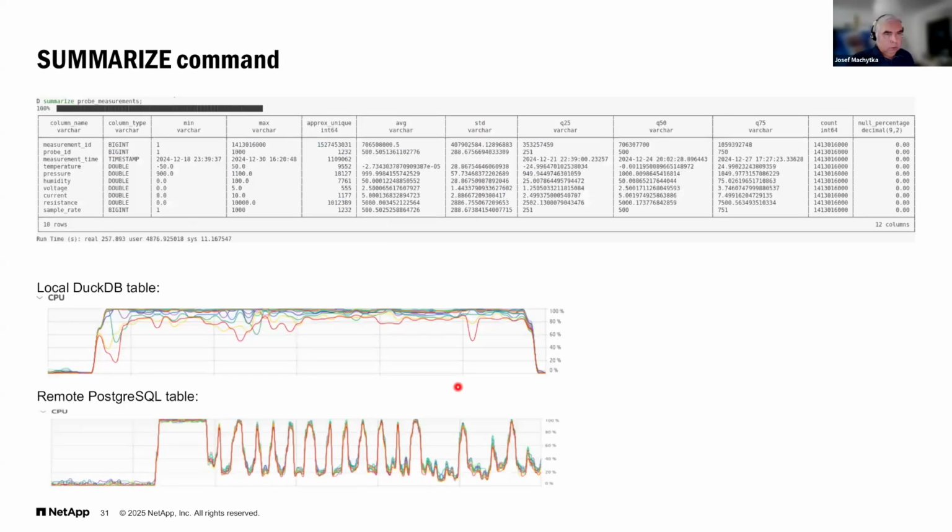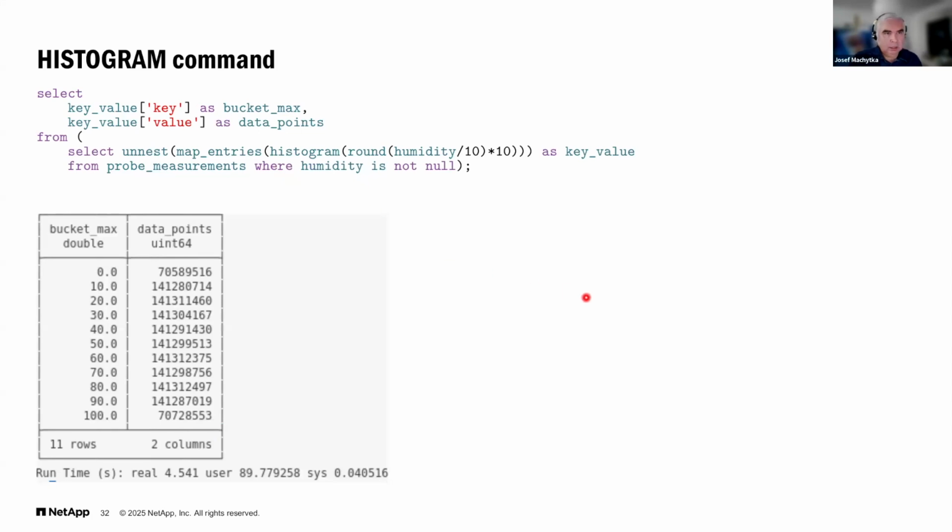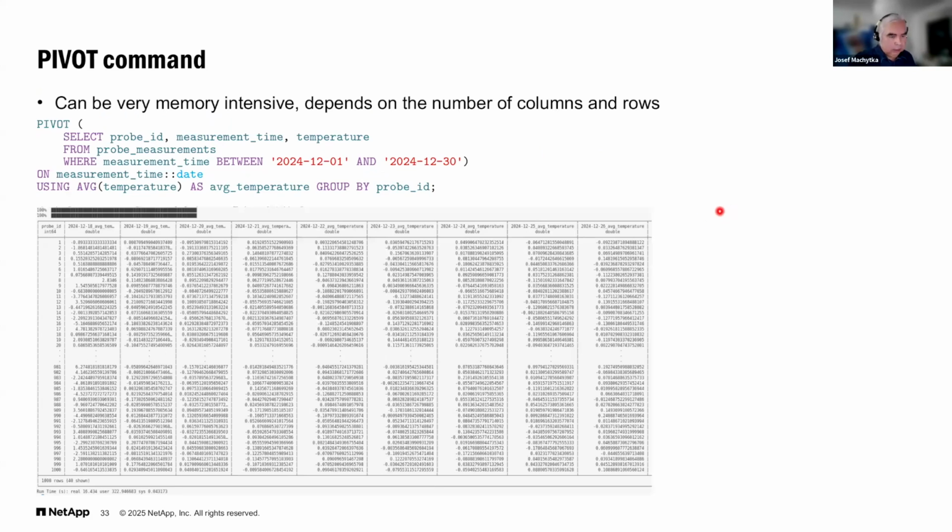Imagine what we would have to write manually in Postgres to get these results from summarize or from histogram. And there is even a third command, which would mean in Postgres either heavy manual work or utilizing some extensions for pivot tables. And even with those extensions, it would not be trivial.